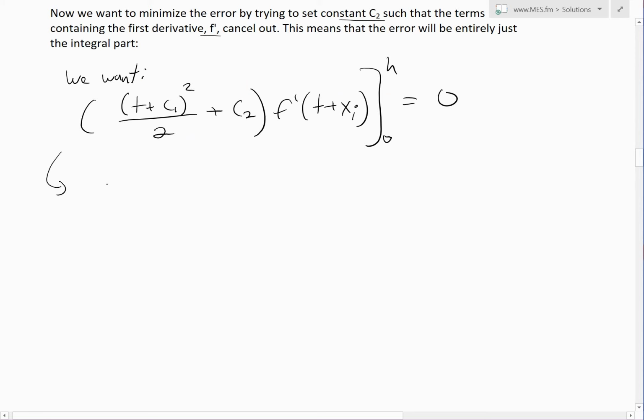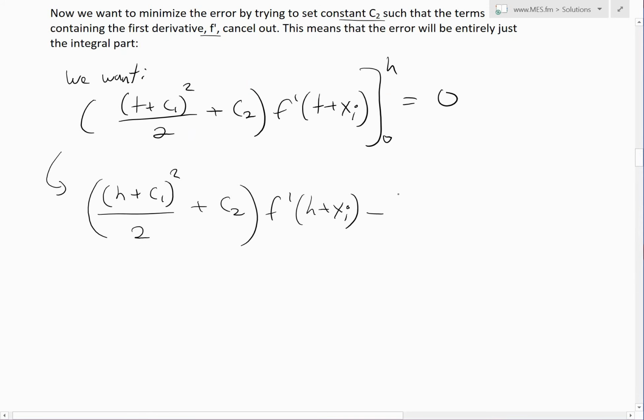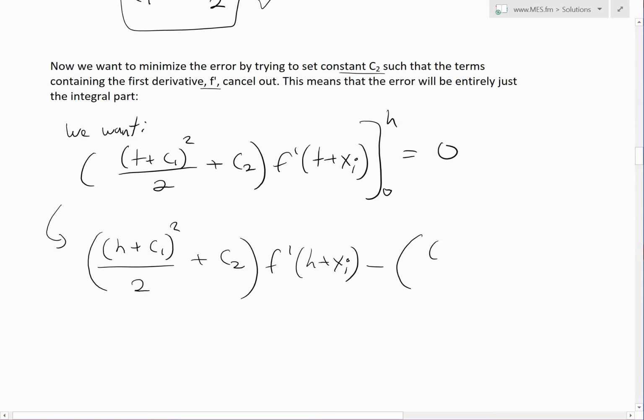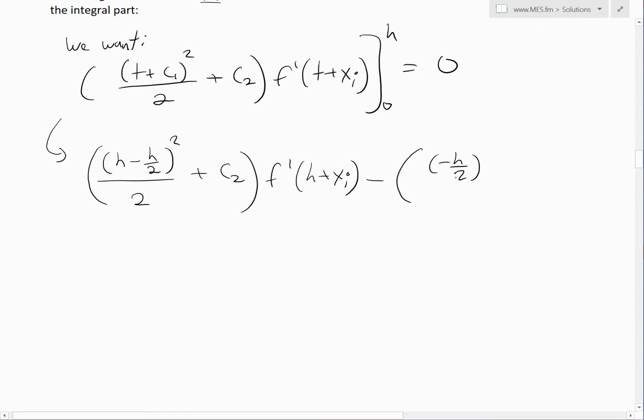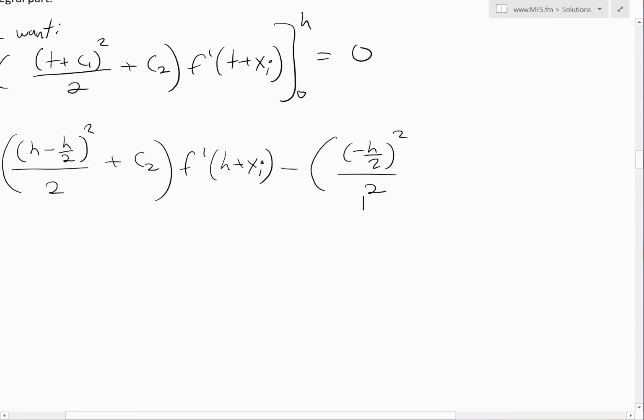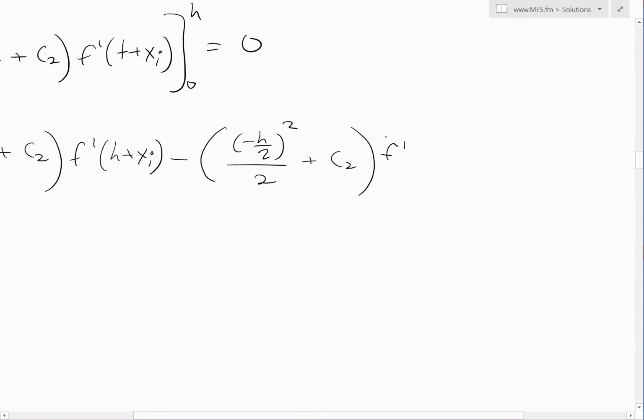Plug in the h, so we get (h plus c1) squared divided by 2 plus c2, times f of, well, plugging in h, that becomes h plus xi. Then we subtract, plugging in the 0: we get (c1) squared divided by 2 plus c2. Actually, I'll plug in the value, because we know c1 is minus h over 2. So here we get (negative h over 2) squared divided by 2, and then plus c2, and then we have an f prime of just xi.